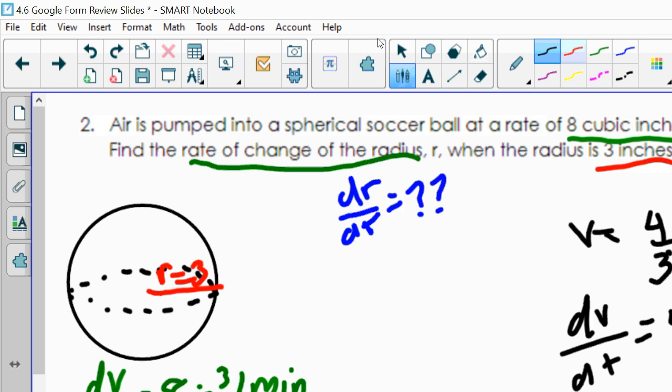All right, and then we're just going to plug in what we know. So we know that dV/dt is 8. 4 pi, and then our radius is 3. And the one thing I forgot to put on the end there was my dr/dt, which is what we're trying to find. Because remember, whenever we take the derivative of something, we need the implicit piece. So dr/dt is on the end there.